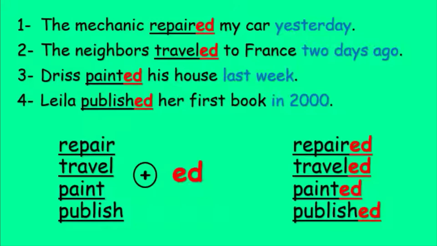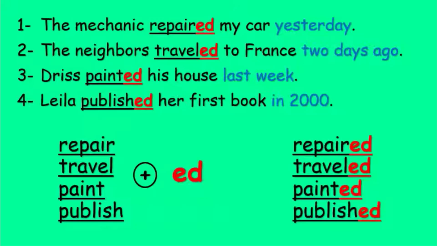Now, these verbs are in the simple past. How do we know they are in the past? We have time expressions: yesterday, 2 days ago, last week, and in 2000. And how do we know that the verbs of the sentences are in the past? We have ed at the end: repaired, traveled, painted, published.